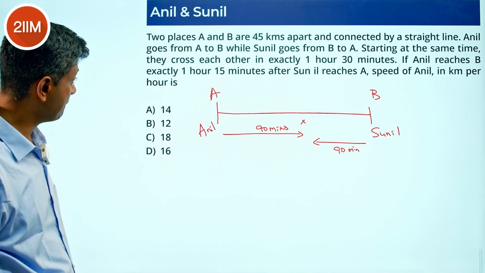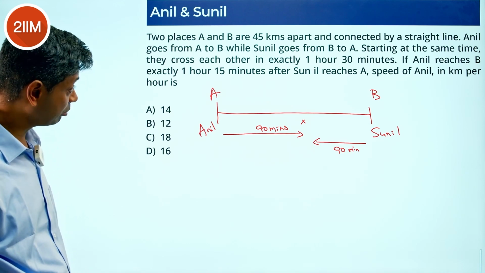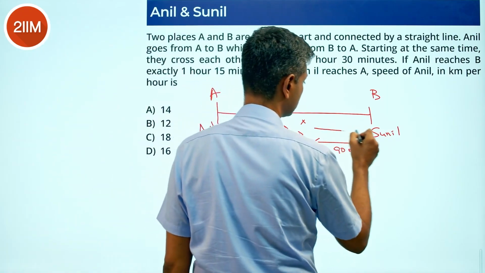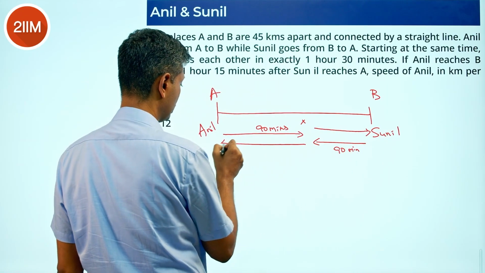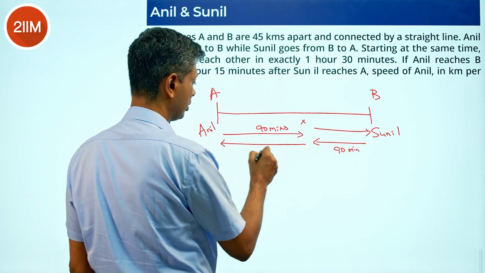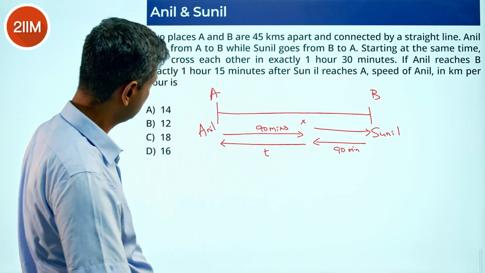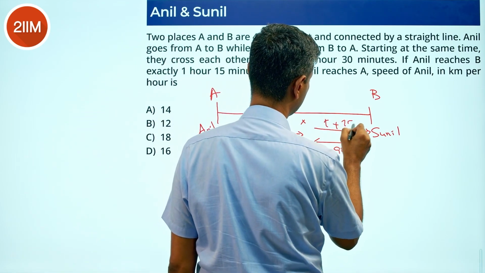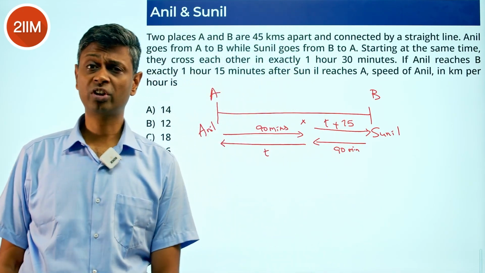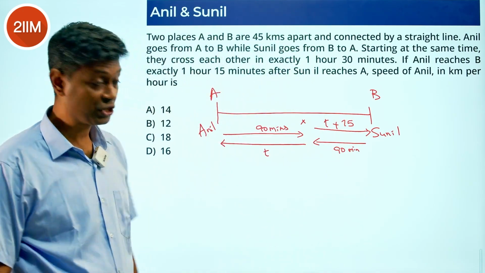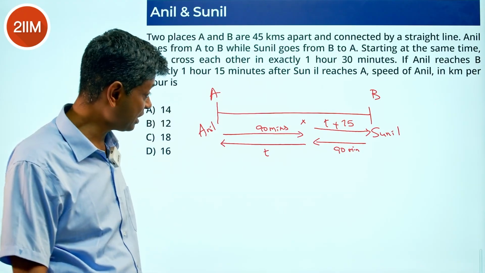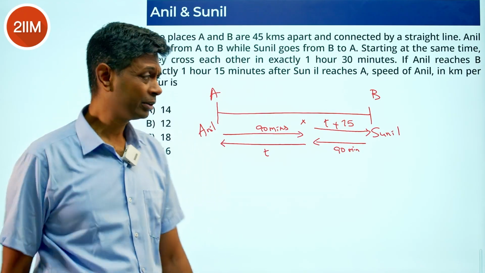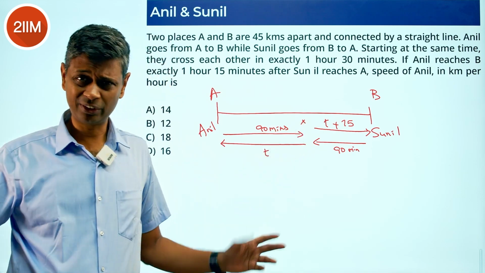Anil reaches B exactly 1 hour 15 minutes after Sunil reaches A. Say Sunil reaches A in t minutes. Anil reaches B in t plus 75 minutes, since 1 hour 15 minutes is 75 minutes. So 90 minutes to reach that point, and then Sunil takes t minutes, Anil takes t plus 75. My diagram is a little bit off, but it doesn't matter.